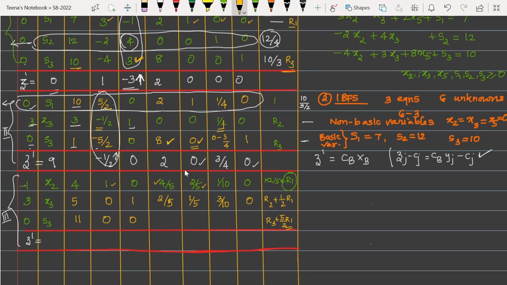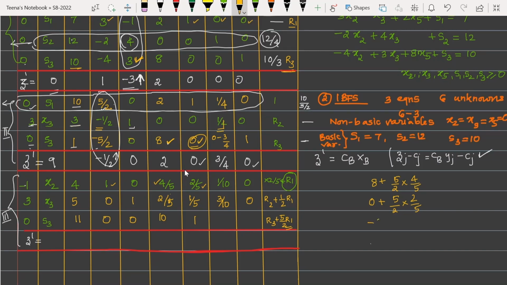So the number 8 gets transformed as 8 plus 5 by 2 into the corresponding element in the first row, that is 4 by 5. So 8 plus 2 equal to 10. The next element is 0. This is going to be transformed as 0 plus 5 by 2 into 2 by 5. So 0 plus 1, it is equal to 1.